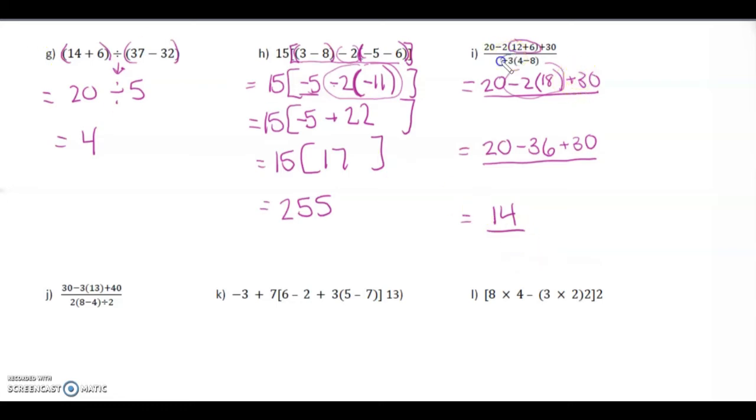Now let's do the denominator in another color. So we have negative 3 times, and let's simplify that bracket, 4 minus 8, which is negative 4. And negative 3 times negative 4 is 12. So this is already simplified. Let's just bring it down. And then 14 divided by 12. I'm going to just put this into lowest form. So if we divide both of these by 2, we get 7 over 6. And then that one's done.